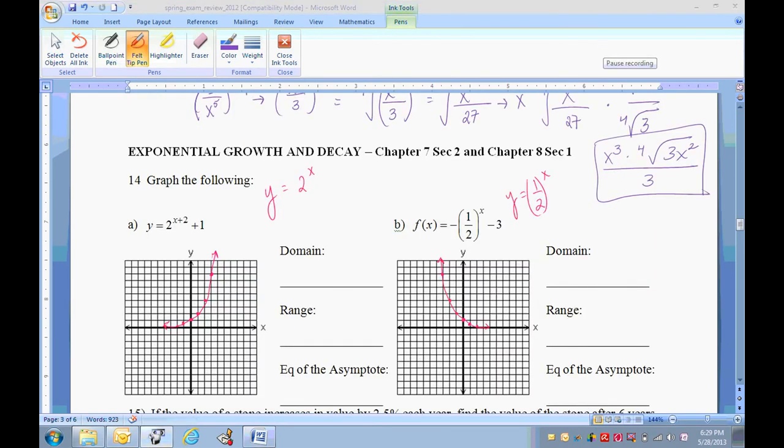On number 14, they're asking us to graph exponential growth and decay functions. In part A, they've given us the equation y equals 2 raised to the x plus 2 plus 1. The parent function is y equals 2 raised to the x, and I've graphed that in pink. This plus 2 with the x tells me I'm going to shift left 2, and this plus 1 out in the back means I'm going to shift up 1. So I'm going to take every point from my parent function and shift left 2 and up 1.